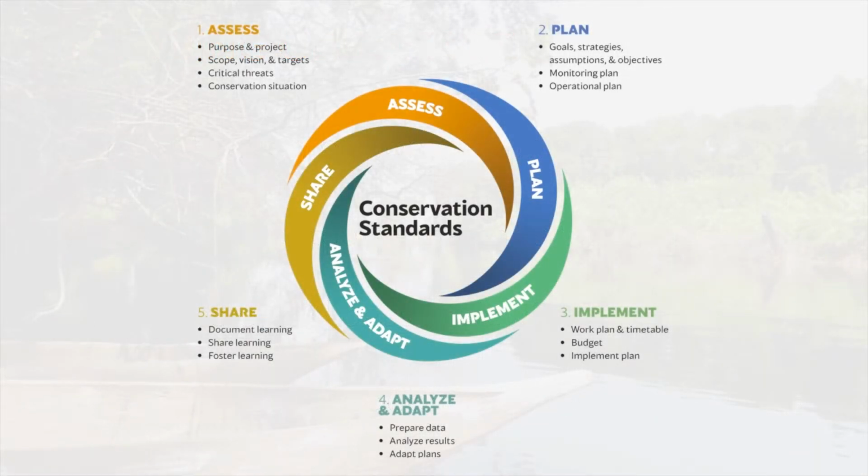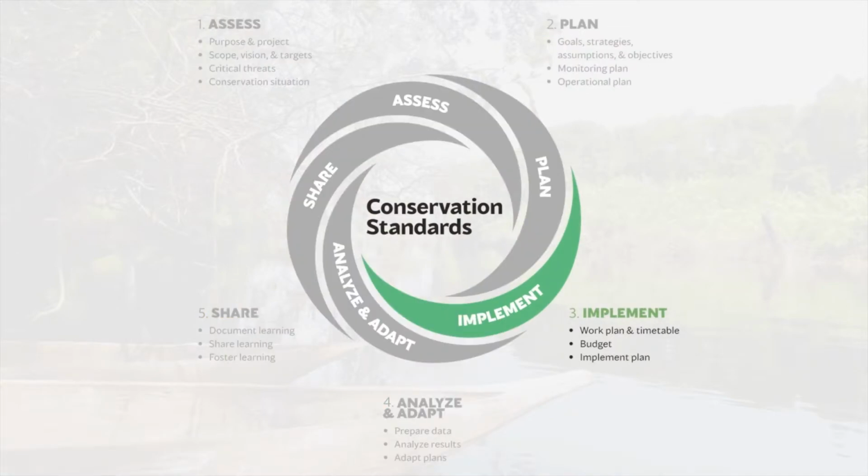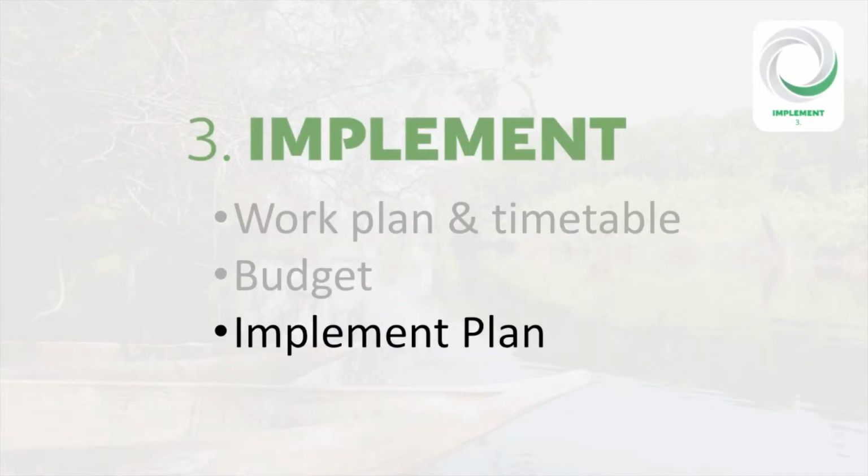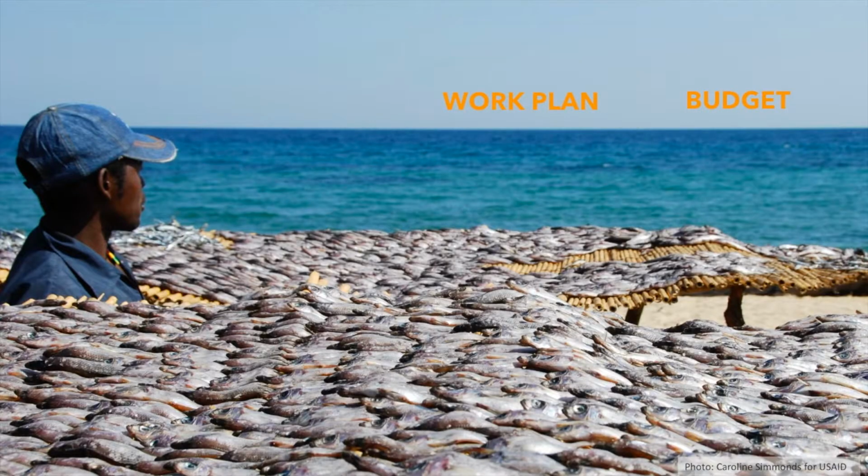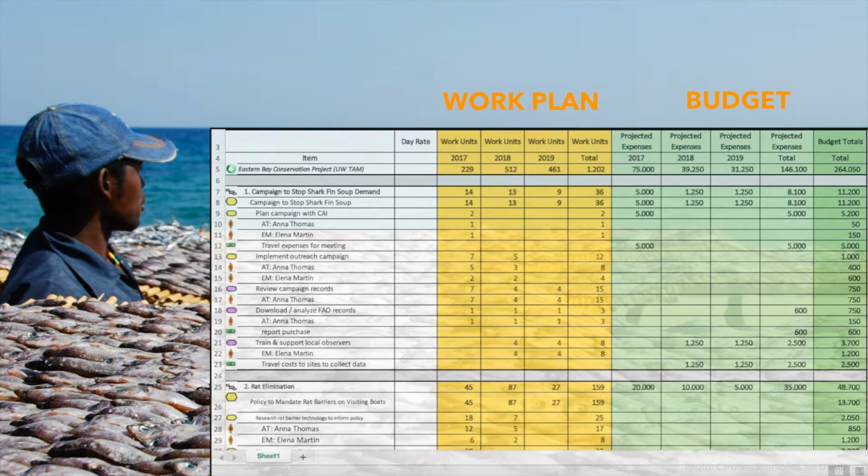Let's remind ourselves of where we are in the conservation standards cycle. We are here in Step 3. And specifically, we're getting busy to implement our plan. In previous modules, you've developed and refined your work plan and budget. Now it's time to figure out how to implement your project with your available funding. After all your work in Module 2 and 3, you now have a high-level work plan and budget. And like I said, what you currently have is most likely too ambitious.